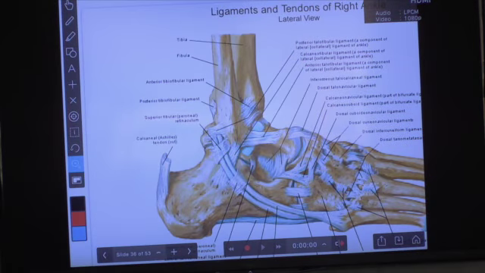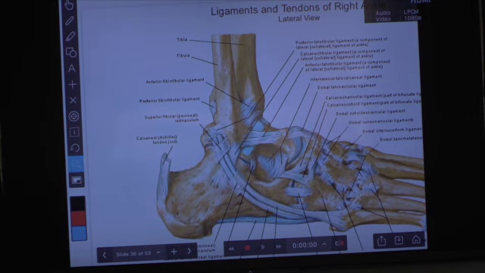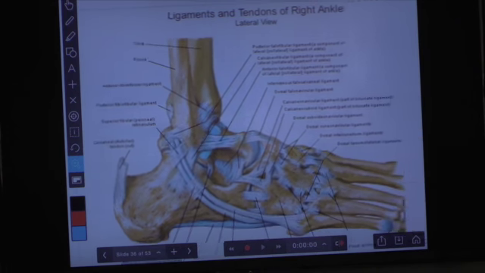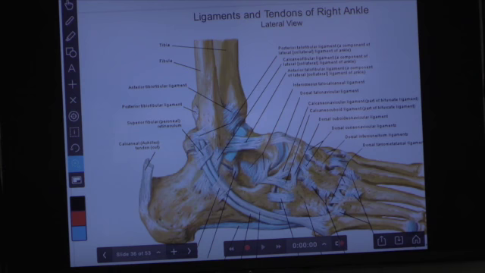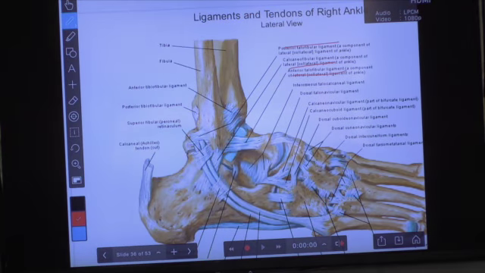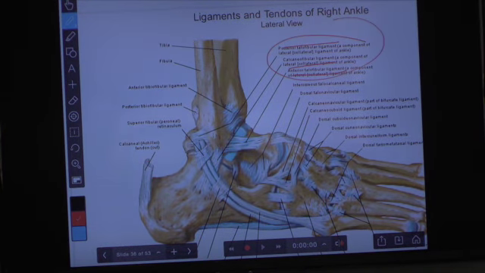So let's look at the collateral ligament of the ankle. There are four parts of it. So this is the posterior talofibular ligament. It's from the talus to the fibula. This one is posterior talofibular. This is the calcaneofibular ligament. This is the anterior talofibular ligament. All those are related in protecting this bone.